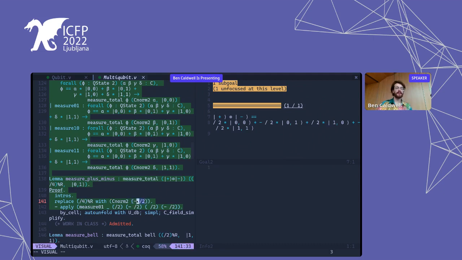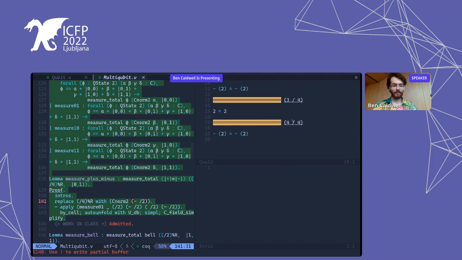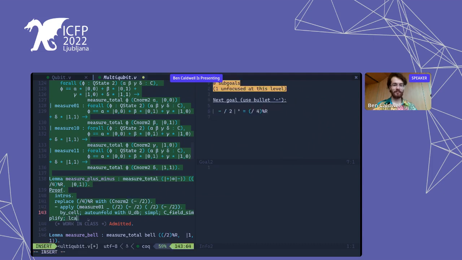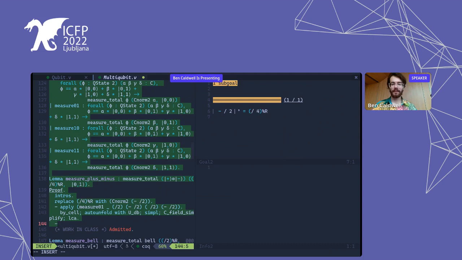We changed this to be negative, which also solves the equation that we need. And we have to use it because the measure 0, 1 needs a negative here, and those were tied together in the program. And now we can see, yes, it's worked. We can try auto unfolding this maybe. Is there a tactic that solves norms? No, because we've been using by cell, auto unfold, UDB, field simplify, LCA a lot.